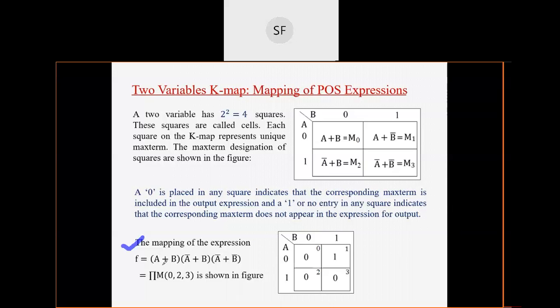Just observe this. Now here a plus b. Okay, so how will you find which is the max term present here? कोई बताएगा क्या a plus b मतलब कौन सी मैक्स टर्म होगी यहाँ पे? Which max term will be associated with a plus b? Anyone?